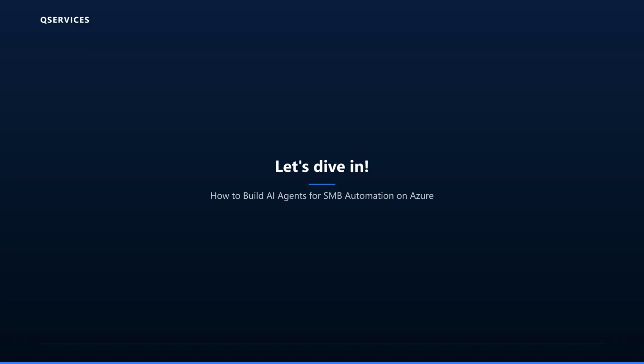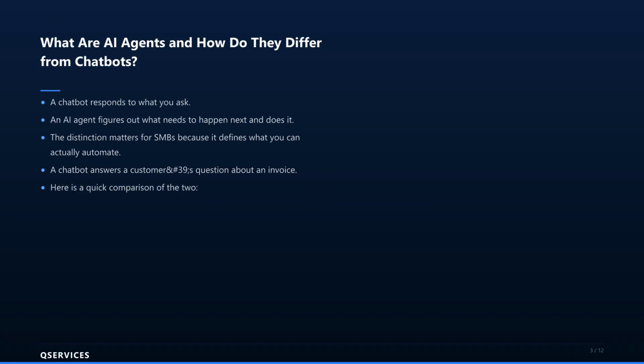So, let's get started. What are AI agents and how do they differ from chatbots? AI agents are autonomous software programs that can perceive their environment, make decisions, and take actions to complete multi-step goals, without waiting for a human to approve each step. A chatbot responds to what you ask. An AI agent figures out what needs to happen next and does it. The distinction matters for SMBs because it defines what you can actually automate.